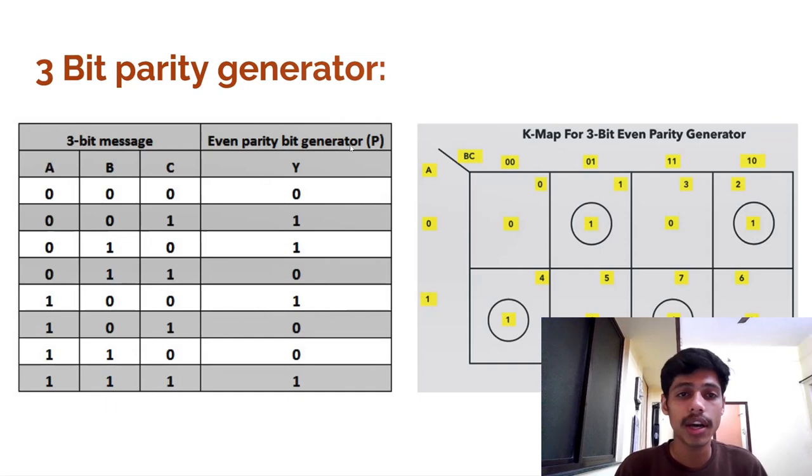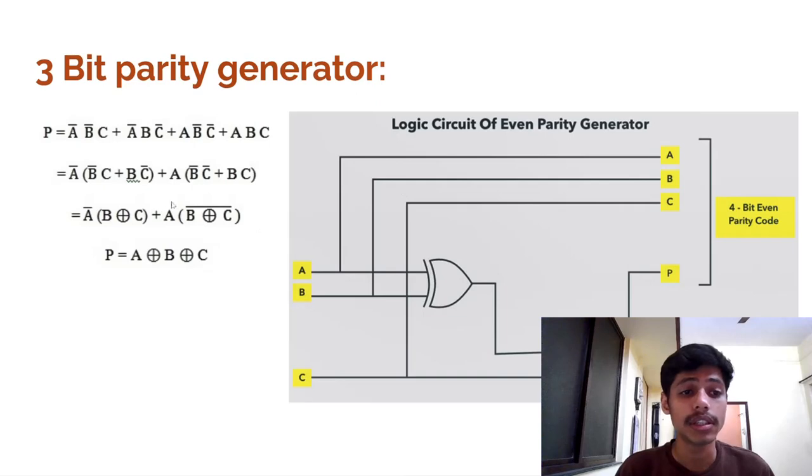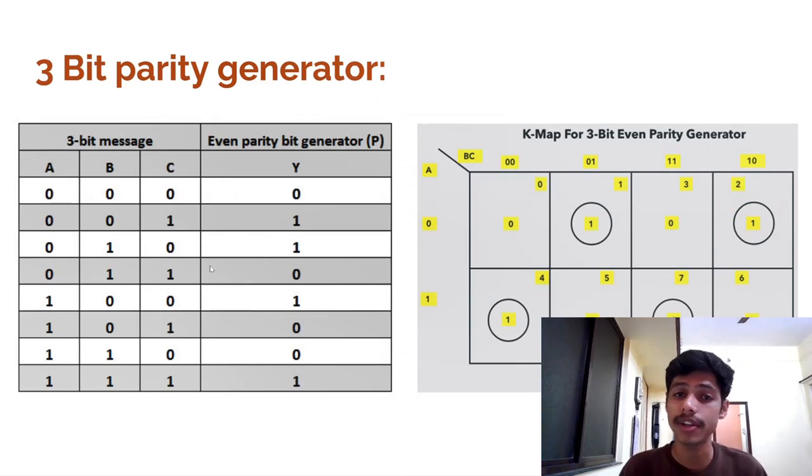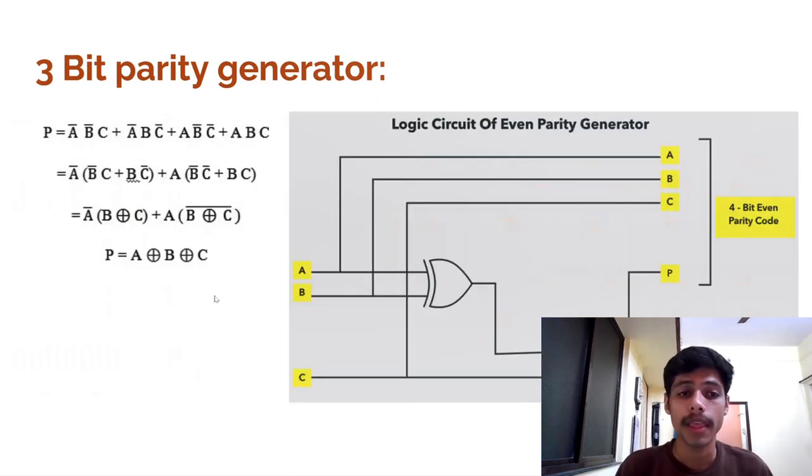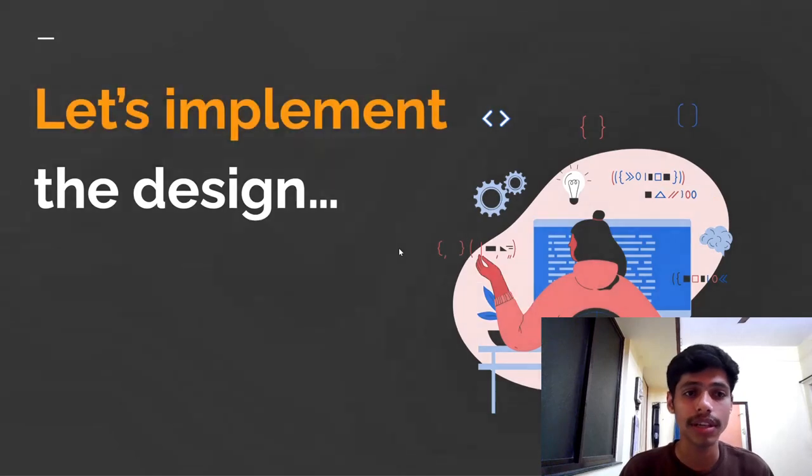So the circuit which we are going to implement is a 3-bit parity generator. Its truth table and K-map I've already provided so that it would be a bit easier. And this is the logic equation: A XOR B XOR C for the output, the even parity generator P. And this is the logic diagram of the 3-bit parity generator. So it's quite simple. Let's implement the design.